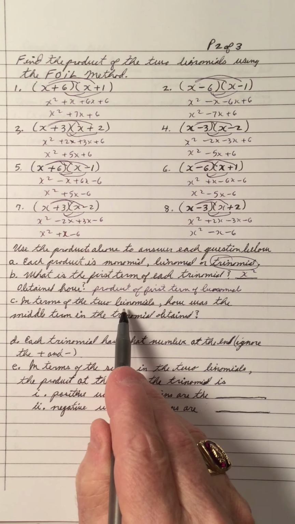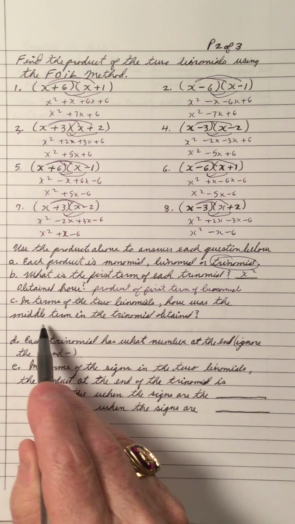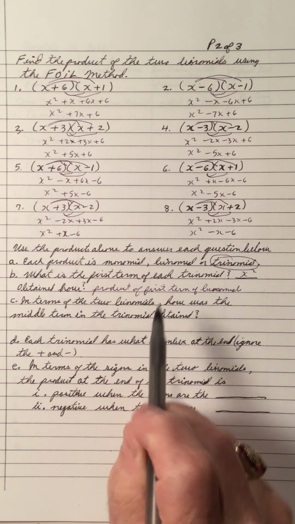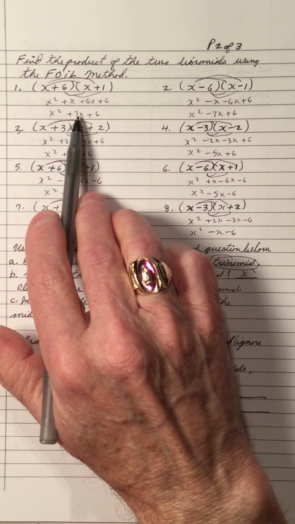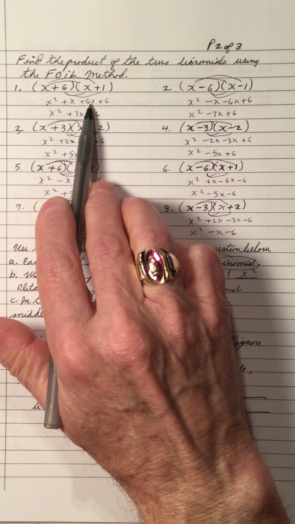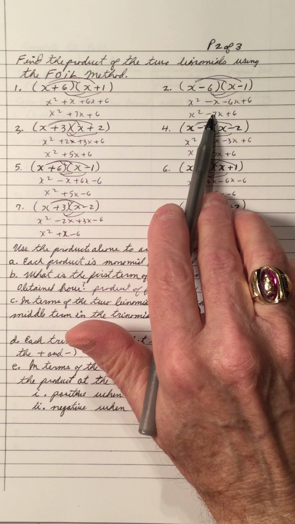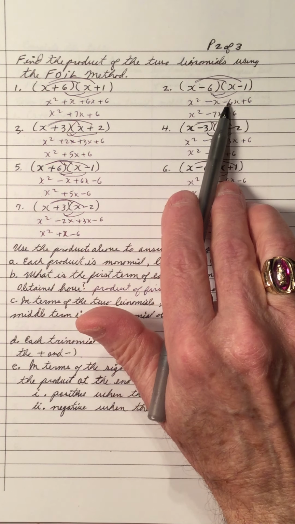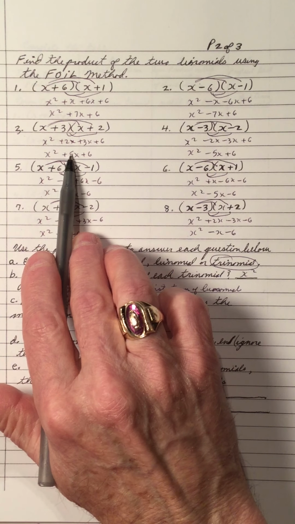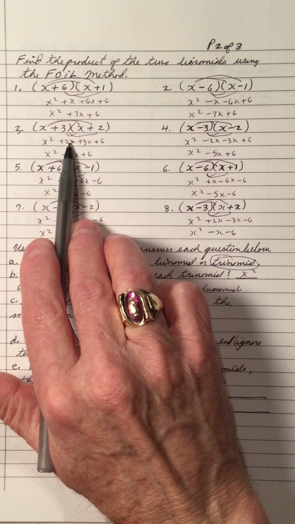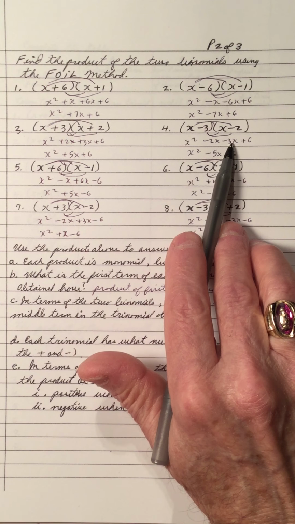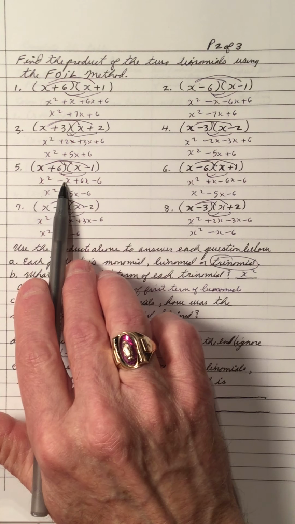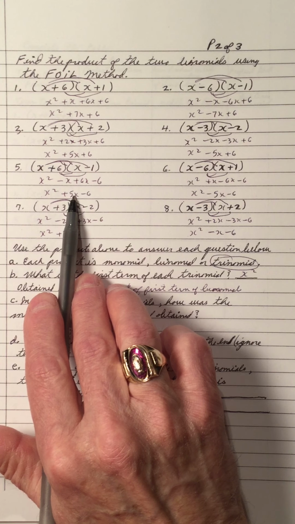In terms of the two binomials, how was the middle term of the trinomial obtained? So the middle term, which is the 7x, was obtained by adding those two. The middle term, negative 7x, was adding those two terms. The middle term is 5x, adding 2x and 3x, adding the x's. Notice, adding the x's, 5x.